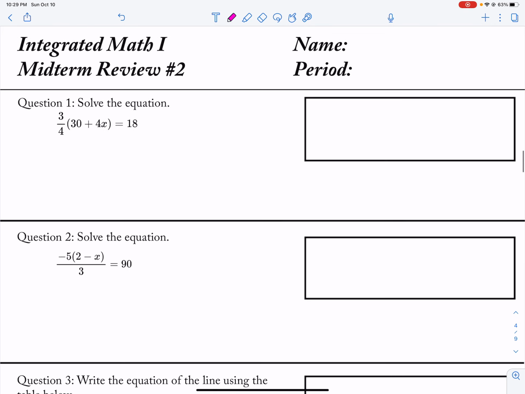That's all you got. All right, to solve this equation, again, I can distribute or I can multiply by the reciprocal because the 4's would cross cancel and the 3's would cross cancel.